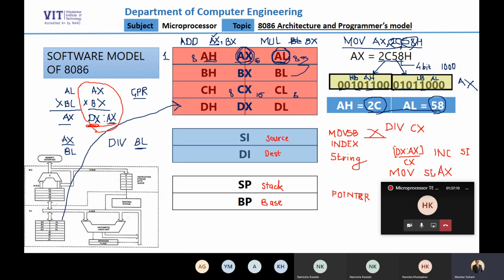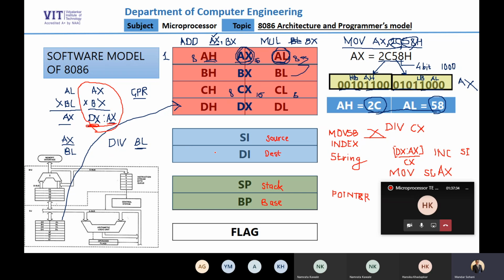Apart from these two pointer registers, that is SP and BP, what is their use? I will explain in a while. There is one more internal register that is called the flag register, which is also a 16-bit register. This completes the software model of the 8086 processor. Of course, the use of SP and BP is still pending, and flag is also pending. So I will explain them.